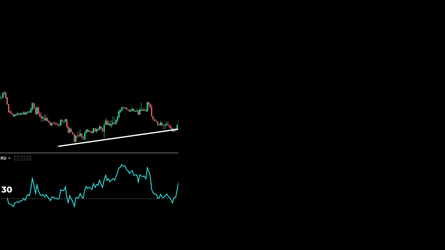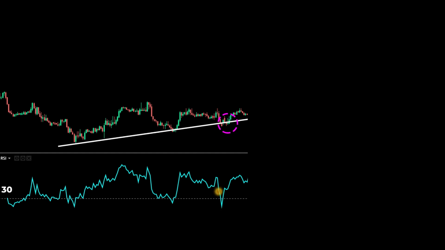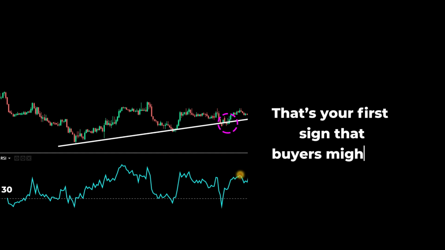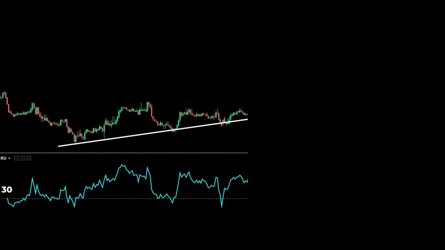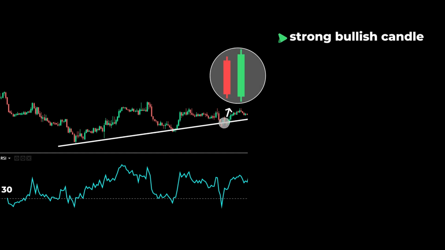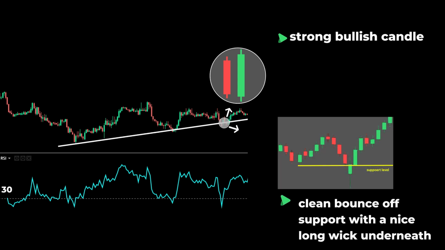Let's say you're in an uptrend. Price pulls back to the trend line, RSI drops below 30, the oversold zone, then it crosses back above 30. That's your first sign that buyers might be stepping in. Now if price also gives you a strong bullish candle, like a bullish engulfing, a green candle that completely covers the previous red one, or even just a clean bounce off support with a nice long wick underneath, that's the extra confirmation you want.